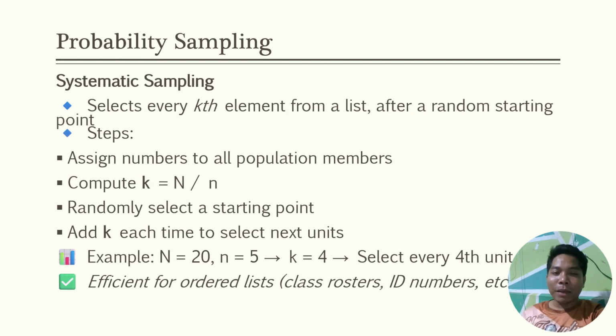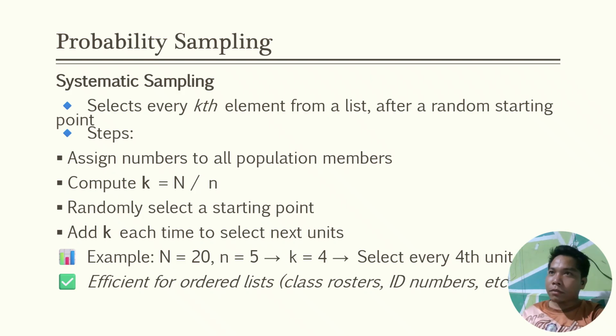The second type of probability sampling is systematic sampling. If you have a list, then you can select every kth element from the list after a random starting point. For example, if you have a population of 100 and you need to get at least 20, you just divide the 100 of your target population by 20. And if you can get that, that would be fifth.